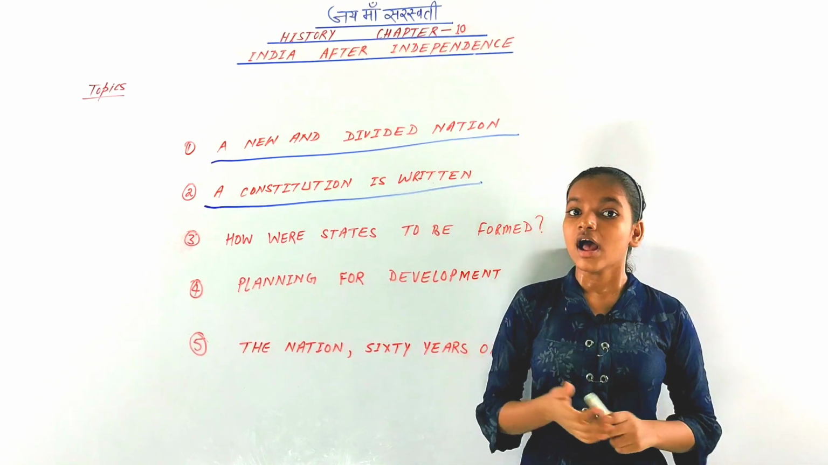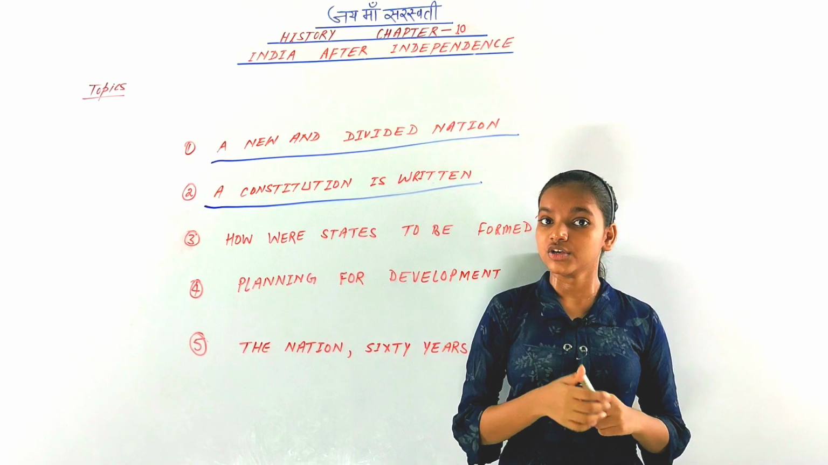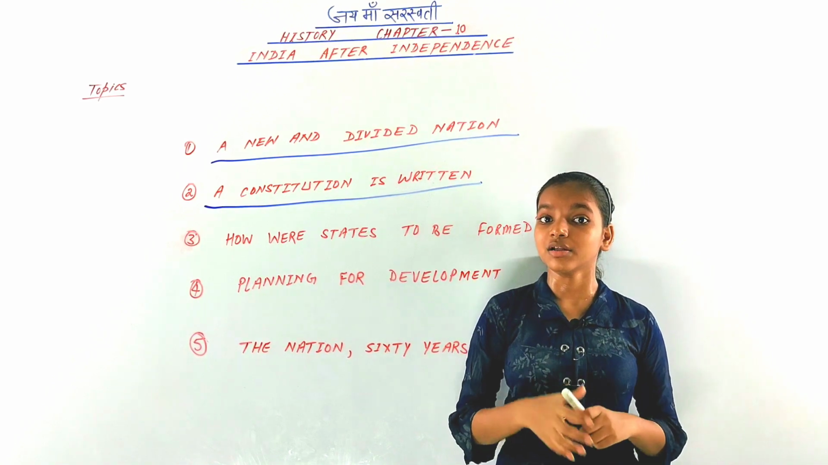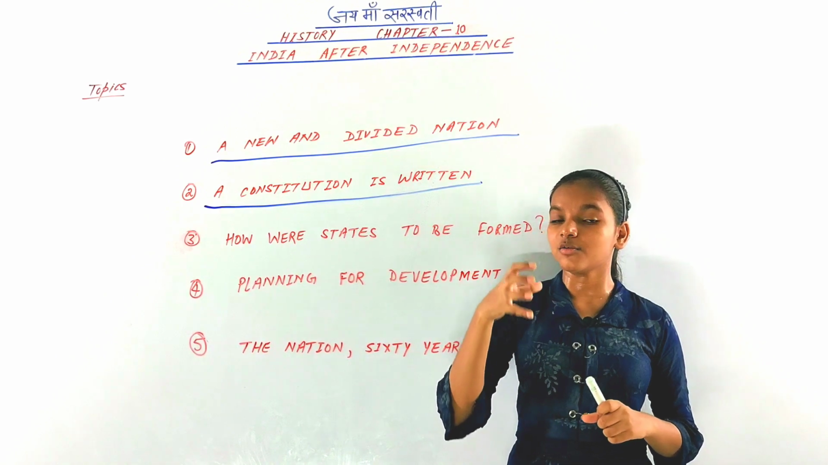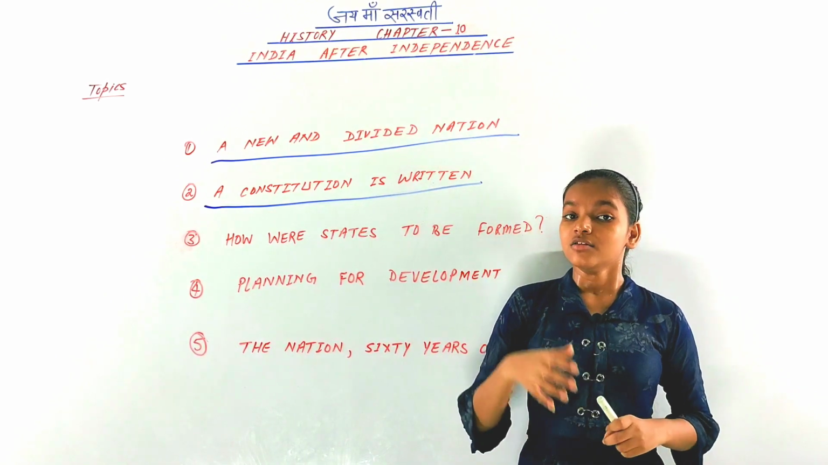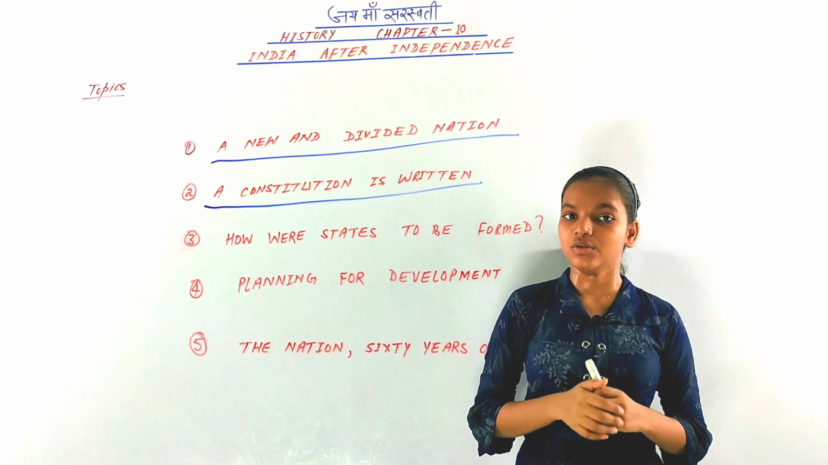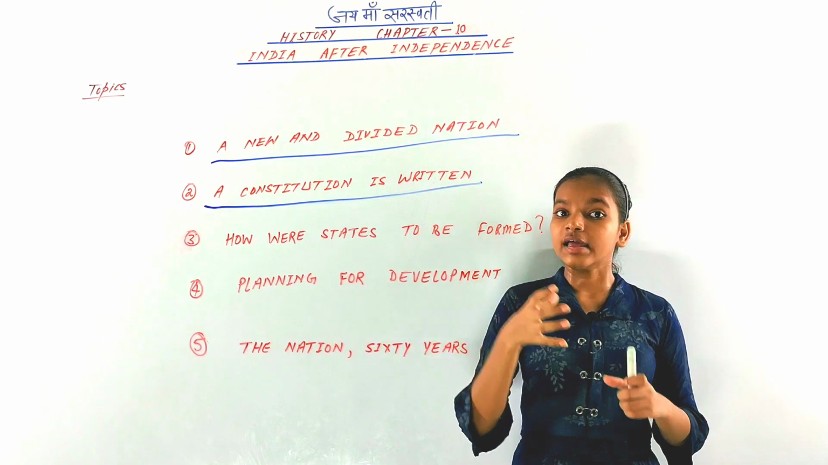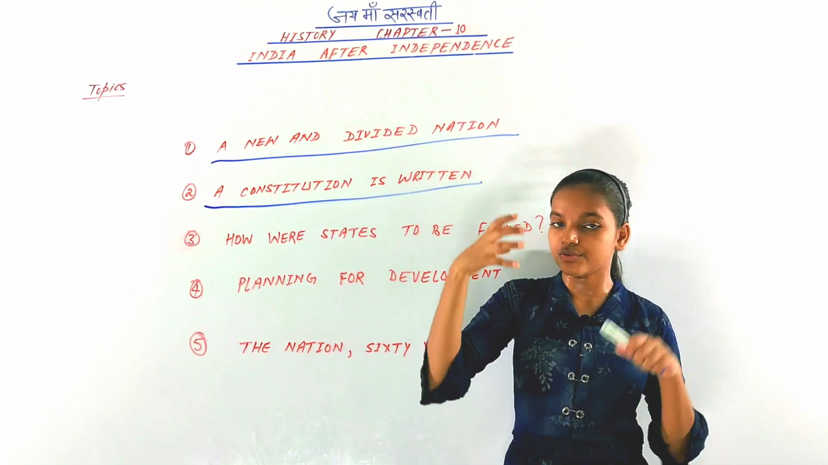Many people wrote the constitution, but the main credit for the framework of the constitution goes to Dr. B.R. Ambedkar, who was himself from the lower caste. He was a member of the drafting committee. He framed the constitution, and the main credit goes to him.